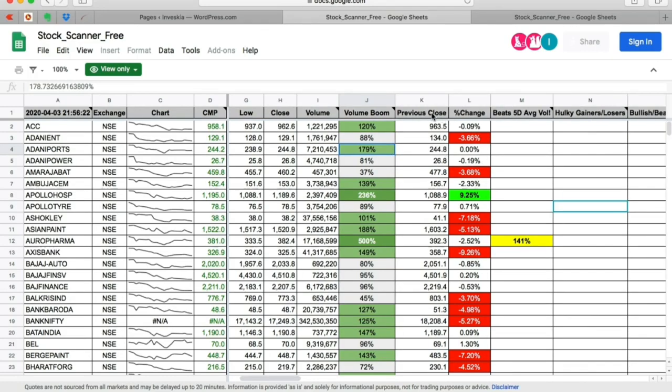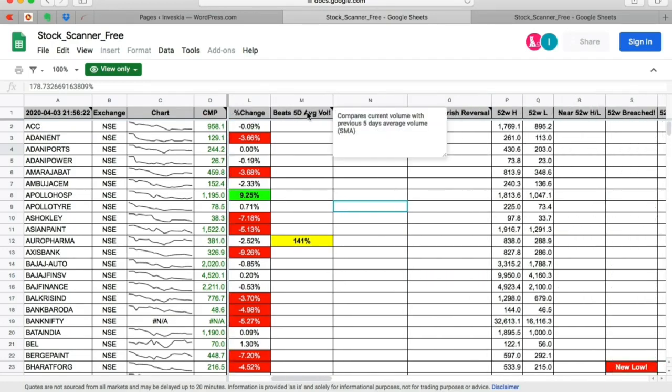Now this is the previous day close price of each stock. This is the percentage change, today's percentage change. There is another indicator that is called 5-day average volume. It compares the current volume with the 5-day average volume of the previous days. If it's written 141%, that means the average volume of the previous 5 days was 100 and today's volume is 141.